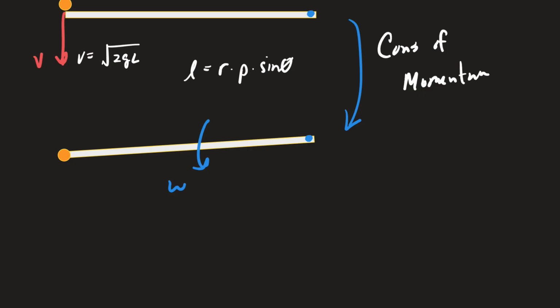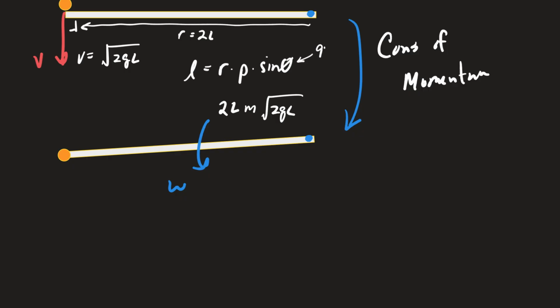R is going to be the distance from the pivot point to where the ball is just before the collision. So that's going to be 2L, because that's how long this is, right? The R is going to be 2L. P is going to be mass times velocity. Well, that's the mass of the ball times the velocity, square root of 2GL. And the angle is the angle between the velocity of the ball and the bar, but that's 90 degrees, so I'm just going to leave it out. But I'll put a little 90-degree mark there. This is my angular momentum of the ball just before the collision.